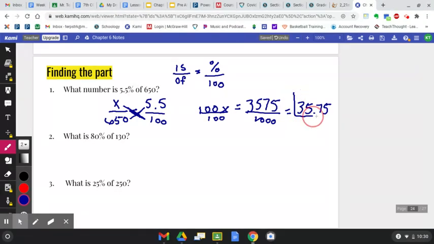Okay, and that is what number? So that is a number, right? If it asked me to round to the nearest tenth, that'd be 35.8.